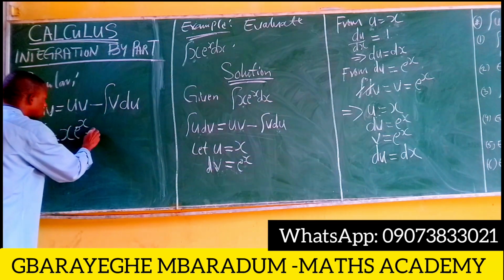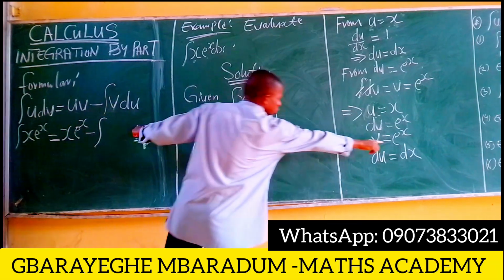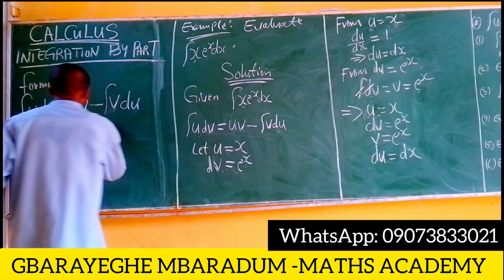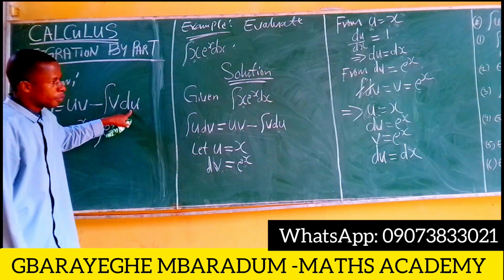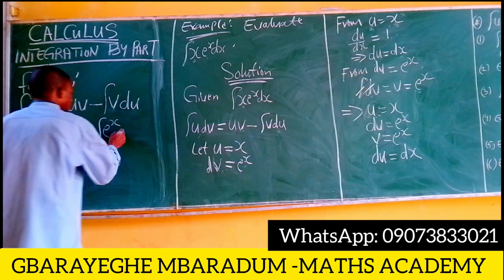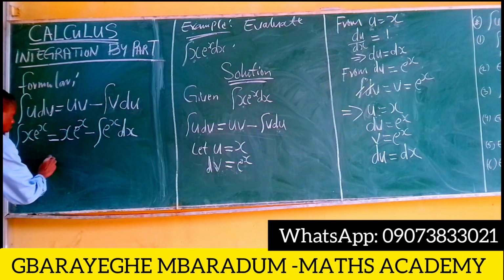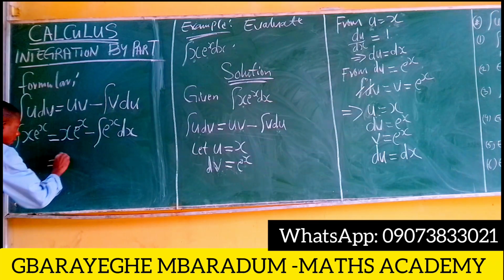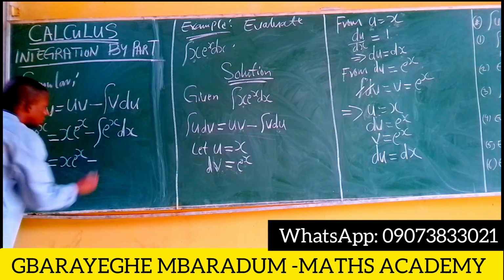Minus, put our minus here. Integral. Our v is the same thing, exponential x. We put it here, exponential x. Our du is the dx, right? We put our dx. Now, this is going to become equals to exponential x, right? Minus.